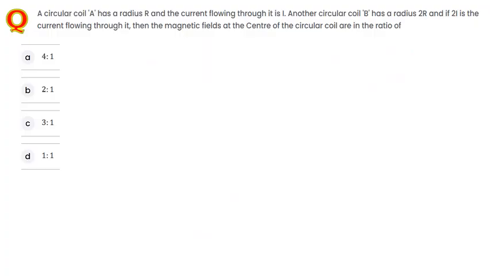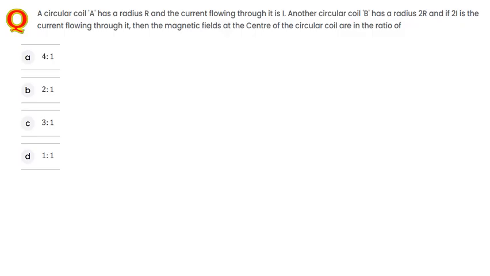The next question here is, a circular coil named A has a radius R and the current flowing through the coil is I. Another circular coil named B has radius 2R and current 2I. Then what they are asking is, the magnetic fields at the center of the circular coils are in what ratio.